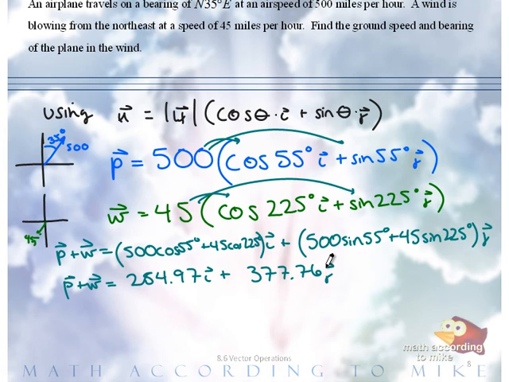Okay? So we pretty much have component form here, because 254.97 would be the horizontal component, 377.76 would be the vertical component. So we can now answer, find the ground speed of the plane. We needed all this stuff to get to here. So to find the ground speed of the plane, that's just fancy talk for the magnitude. What is the setup for the magnitude?